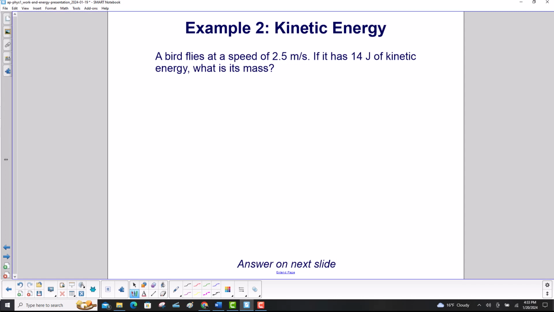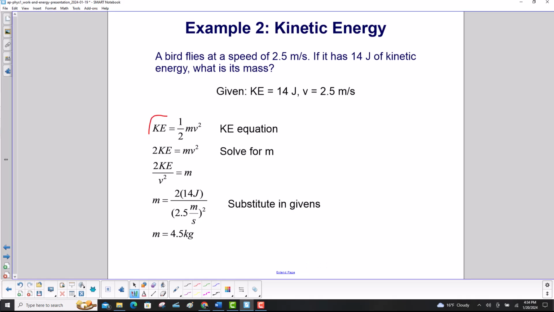A bird flies at a speed of 2.5 meters per second. If it has 14 joules of kinetic energy, what is its mass? Once again, we start with the kinetic energy equation, but we're looking for mass, so we want to rearrange that formula for m. Multiply both sides by 2, then divide through by v squared. Put in our values, and make sure to remember the 2 there, and we get a mass of 4.5 kilograms, which winds up to be about 10, 11, 12 pounds. It's a pretty heavy bird.